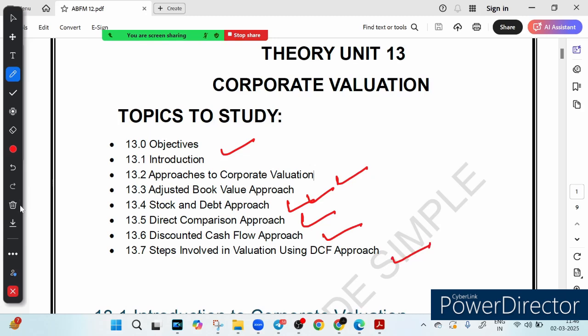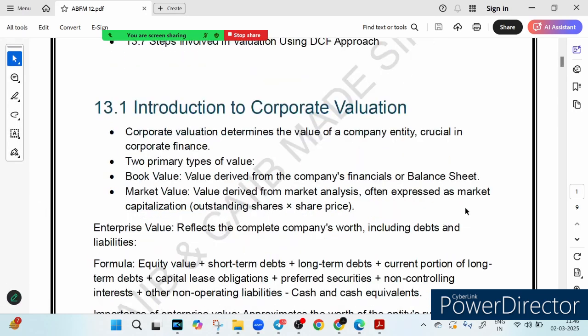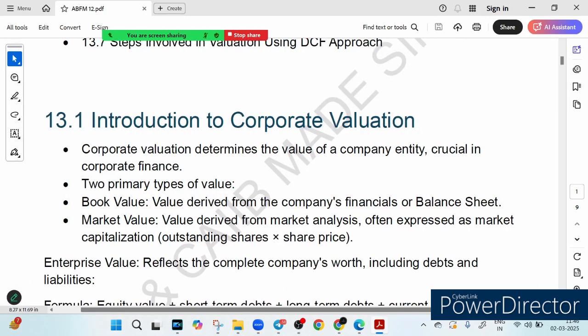In this particular lecture we are going to cover till the stock and debt approach, that means 13.1, 2, 3 and 4. So let's get started with our first topic, which is the introduction to corporate valuation. Let's understand each and every point regarding it.